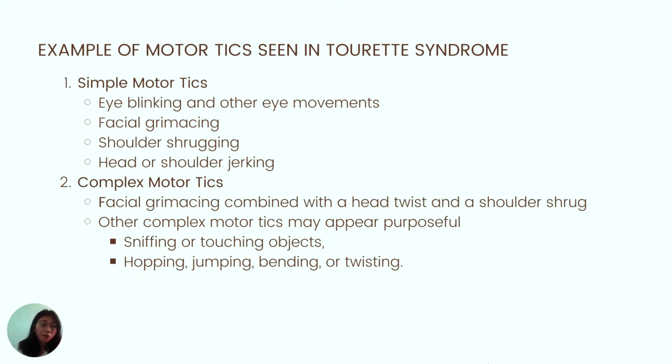Number 1 is yung simple motor tics. Simple motor tics is yung eye blinking, other eye movements, facial grimacing, shoulder shrugging, and head or shoulder jerking. So itong mga to, hindi nila to nakokontrol. These are involuntary movements. Number 2 is yung complex motor tics naman. Complex motor tics naman is yung pinagsama-samang facial grimacing, na may kasamang head twist and shoulder shrug, o kaya naman sniffing or touching objects, hopping, jumping, bending, or twisting.